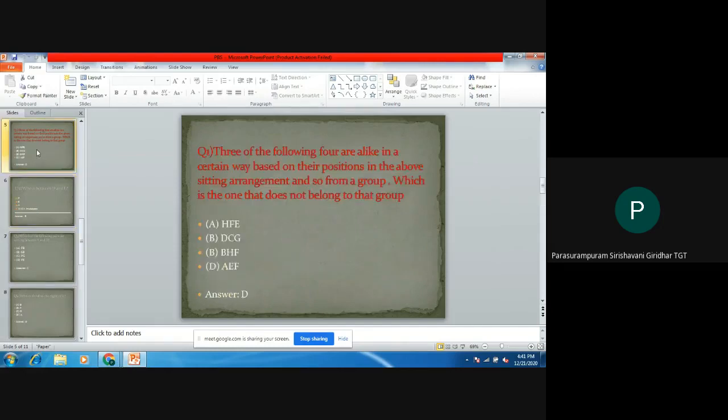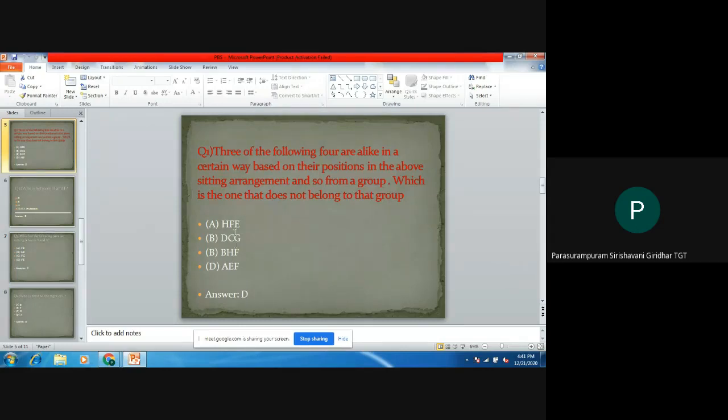Three of the following four are alike in a certain way based on their positions in the above sitting arrangement, and so from a group, which is the one that does not belong to that group. It means totally four options are given. Three of them are sitting in the same manner. Among these four, three are alike. One is completely different.